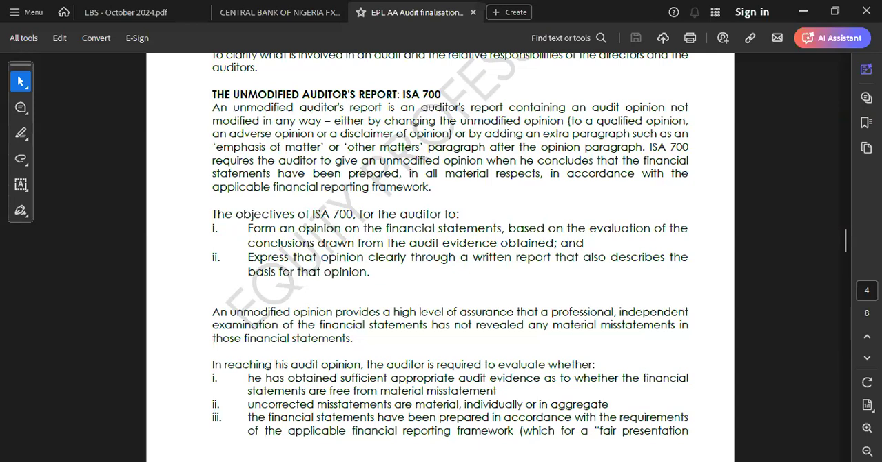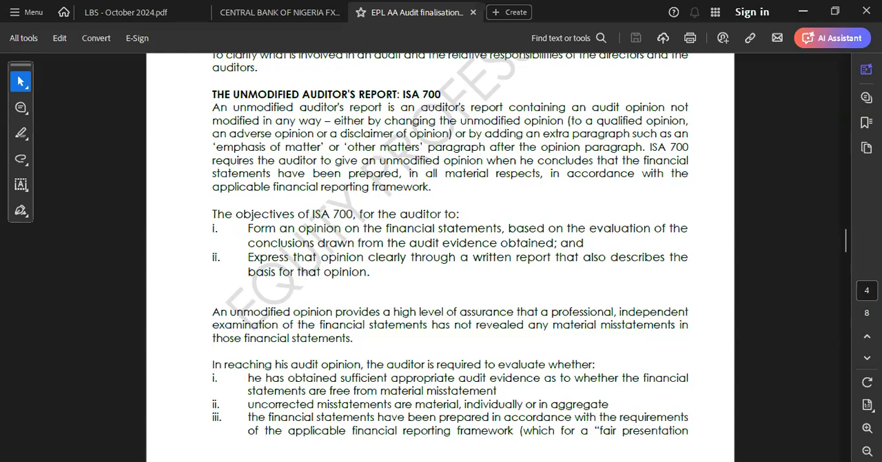There is no need to say, pay attention to this, do this. It's what we call a clean audit report. So ISA 700 requires the auditor to give an unmodified opinion when he concludes that the financial statement has been prepared in all material respect in accordance with applicable financial reporting.